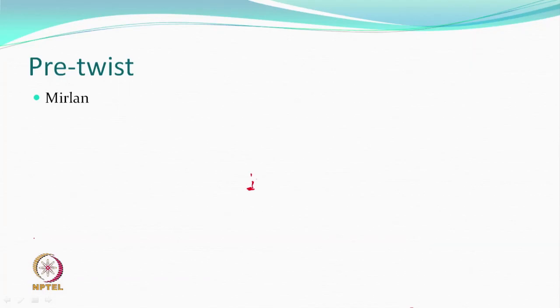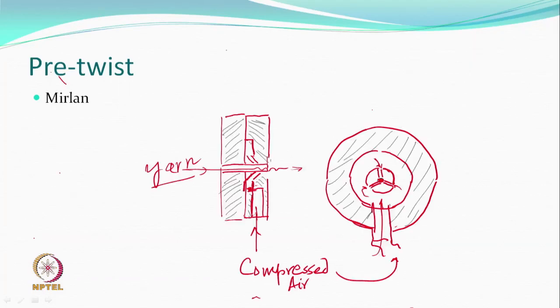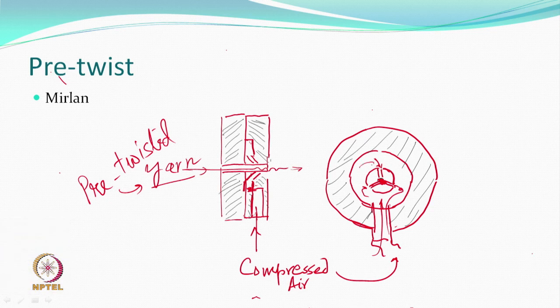One of the interesting jets was called the Mirlan jet. It was designed in Czech Republic, earlier called Czechoslovakia. Now, what was there is a jet, and the yarn, which is a pre-twisted yarn, is fed, of course overfed, but the air is going through a chamber from the outer chamber to the inner chamber. If you look at the cross section, the yarn may be coming out, for example, while the air is entering from the sides, and through this chamber it goes from here to there, there to here.